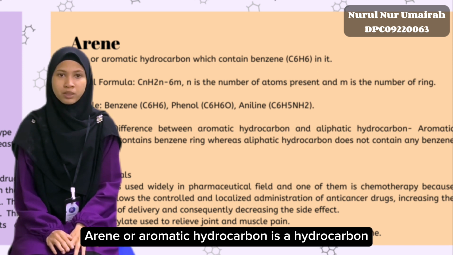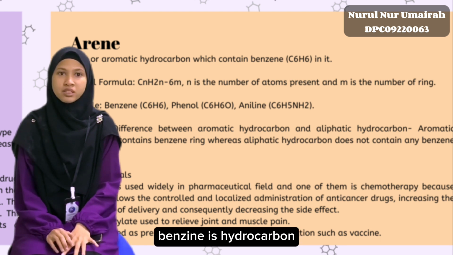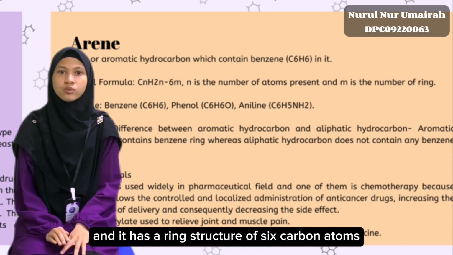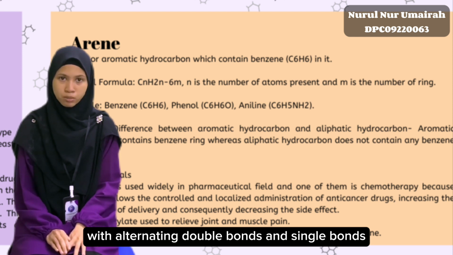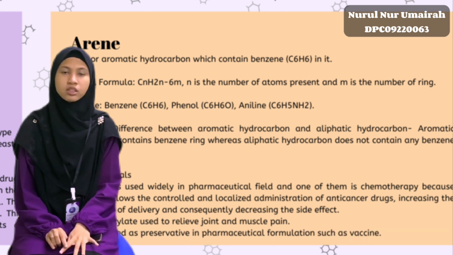I'm going to present about aryl. Aryl or aromatic hydrocarbon is a hydrocarbon that contains benzene in it. Benzene is a hydrocarbon that has molecular formula of C6H6 and has a ring structure of 6 carbon atoms with alternating double bonds and single bonds. Each of the carbon has one hydrogen attached to them.